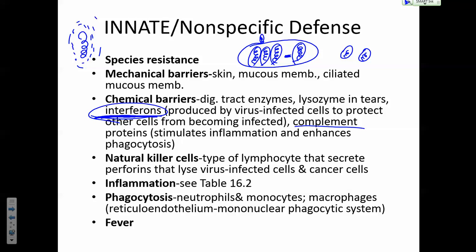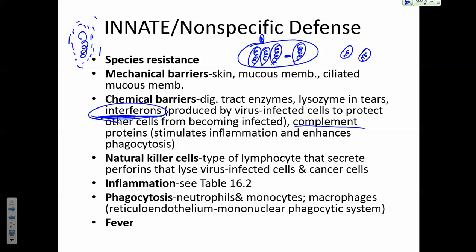Then you have some lymphocytes that actually produce chemicals that kill a variety of cells, not just one kind of foreign thing, but a variety. And they're called your natural killer cells. I love those. Inflammation is a whole other set of events. We've talked about inflammation before, right? And inflammation helps prevent spread of pathogens, so it contains it in that area. Phagocytes are attracted to inflamed areas, so they can eat up the pathogens.